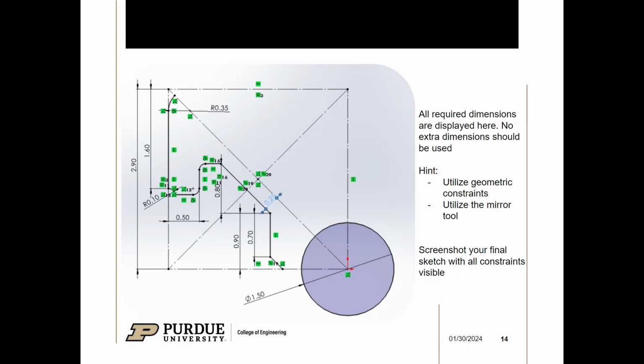But yeah, use a lot of parallels and perpendiculars. A lot of these things are parallel and perpendicular. A lot of these radii are also equal. So this radius right here is equal to these two. But you can see in this program, the geometric constraints show up as green. So you can see these are parallel. It's just showing you that some things are parallel.